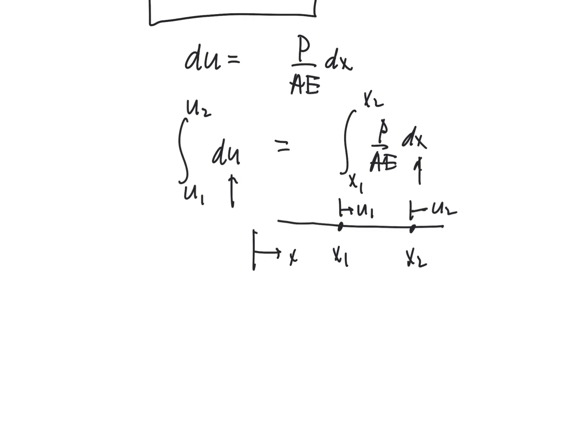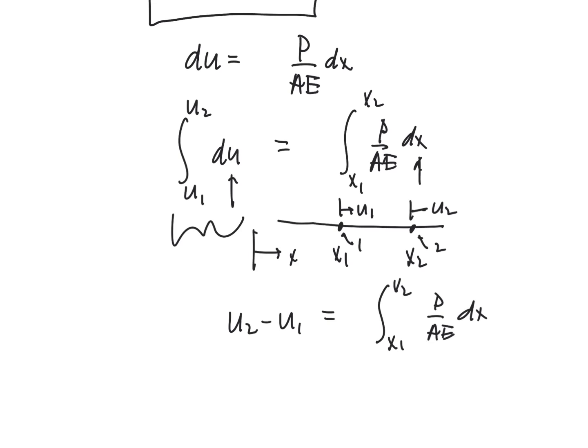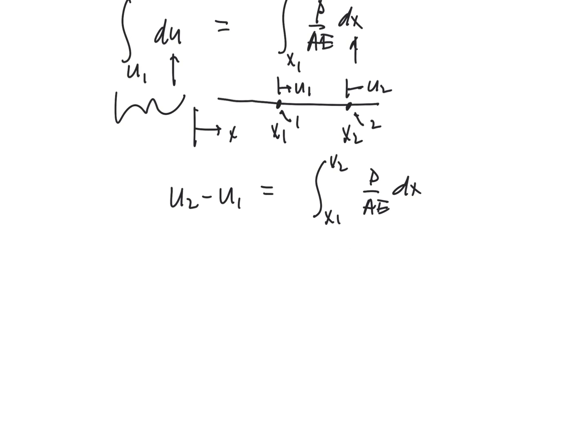So the generic form then, if we did this, we integrate and substitute in, we would have u2 minus u1. That's the change in displacement between locations 1 and 2. So 1 and 2 indicate locations along the bar. And that's simply going to be, we can't do much else about this one, the integral between those two spatial points of P over AE dx. Now, that expression is fine, but almost always we want to do it for the entire bar.